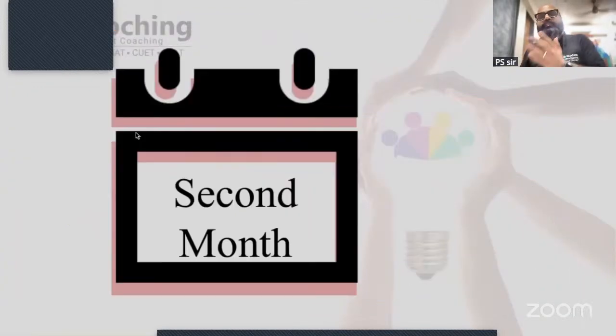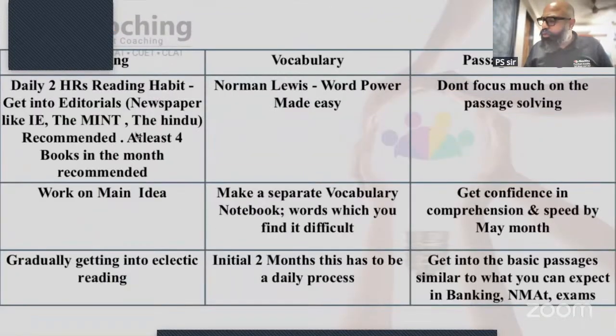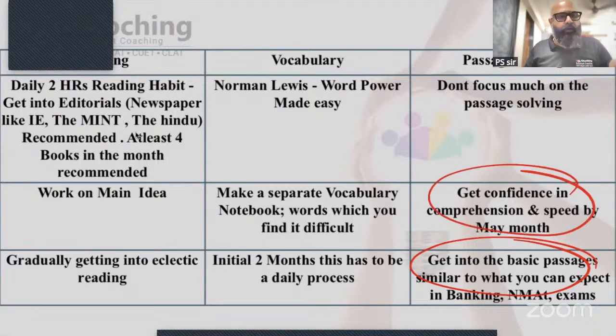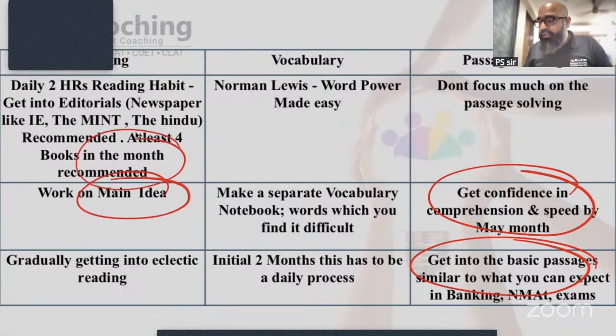So gradually, in the second month, I think this will continue, and go to the basic reading passages. Develop your confidence in comprehension and speed. Here your comprehension will slowly start building. Start focusing on main ideas. Start reading some books every month. So gradually getting into eclectic reading, diverse reading. So the second month, again, more or less, will be my preparation.